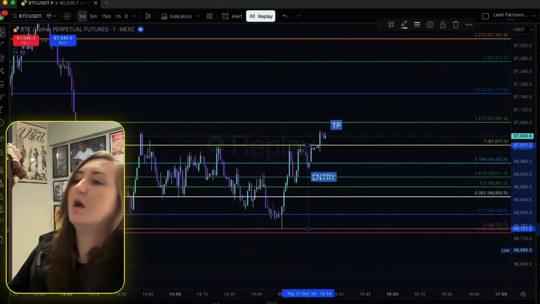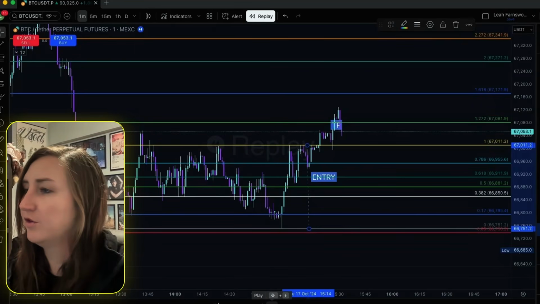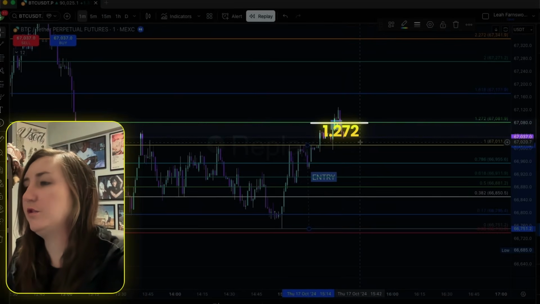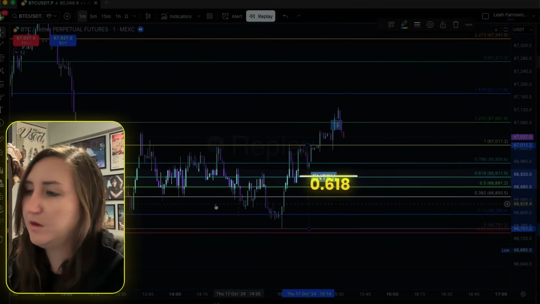I just did a random bar. We'll see if we can find another pullback after this kind of plays out. We'll see what happens. So there's our take profit right at 1.272. Had you entered at 0.618, you would be done with this trade.